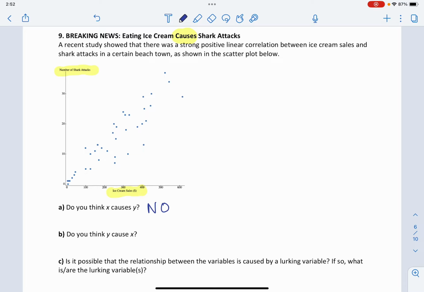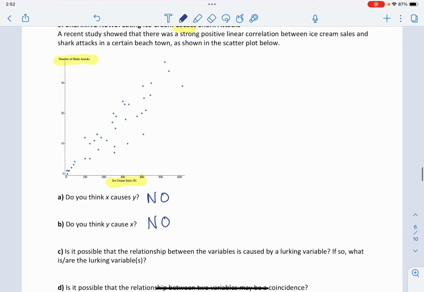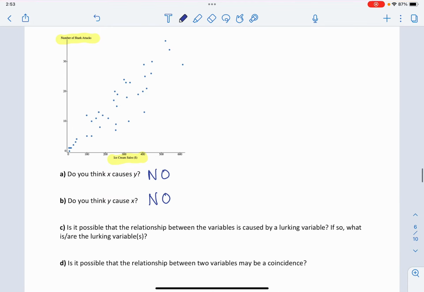What do you think? Do you think Y causes X? As people are getting eaten by sharks, do people start eating more ice cream? That sounds a little strange, so I'd probably say no there. Is it possible that the relationship between the variables is caused by a lurking variable? Is there a third variable that's not seen here that's actually the true cause of the relationship? And yes, probably so. I would assume that is hot weather.